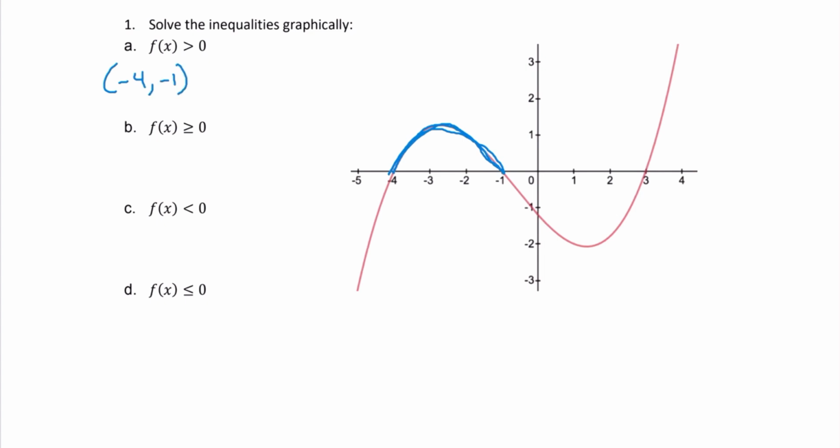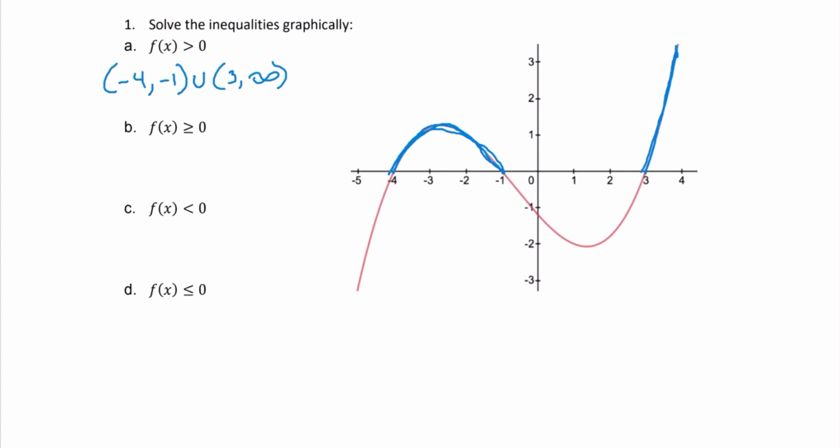We'll use parentheses due to the strict inequality, the greater than 0. We don't want to include those x-intercepts. The graph is also above the x-axis here, from 3 to positive infinity. So we'll do union, parenthesis 3 to infinity.